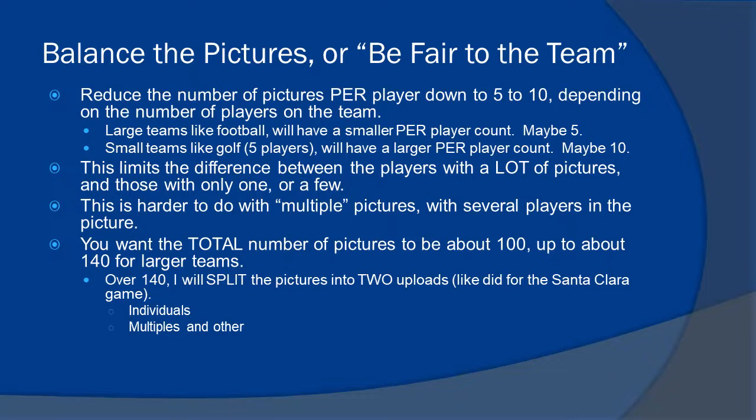This limits the difference between the players with a lot of pictures and those with only 1 or a few pictures. It's a real bummer when you've got a player that has 20 pictures and you're the player that only has 1 picture. This is harder to do when you've got multiples, a picture with several players in the picture. How do you balance it off? Difficult to do.